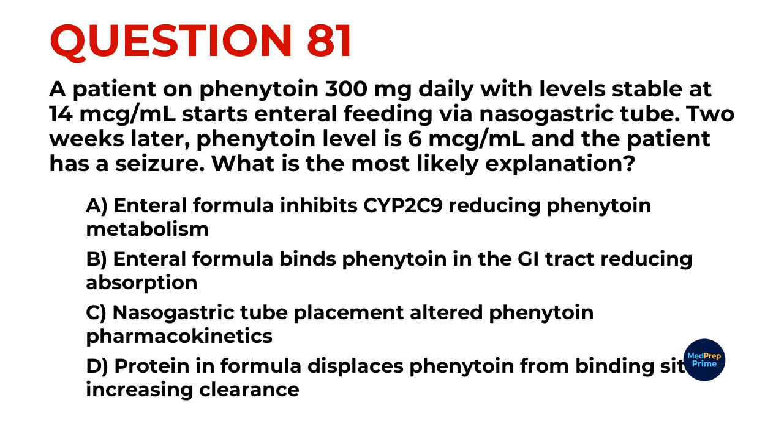Option A. Enteral formula inhibits CYP2C9, reducing phenytoin metabolism. Option B. Enteral formula binds phenytoin in the GI tract, reducing absorption. Option C. Nasogastric tube placement altered phenytoin pharmacokinetics. Option D. Protein in formula displaces phenytoin from binding sites, increasing clearance.